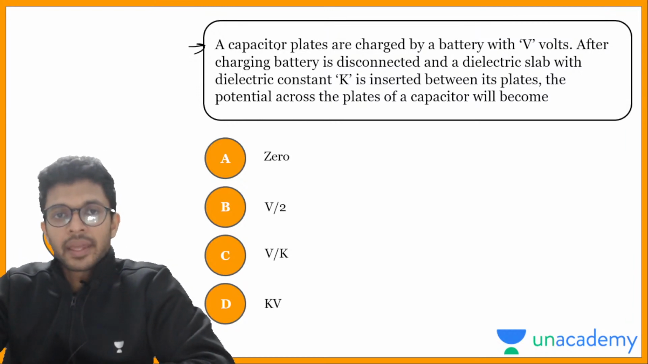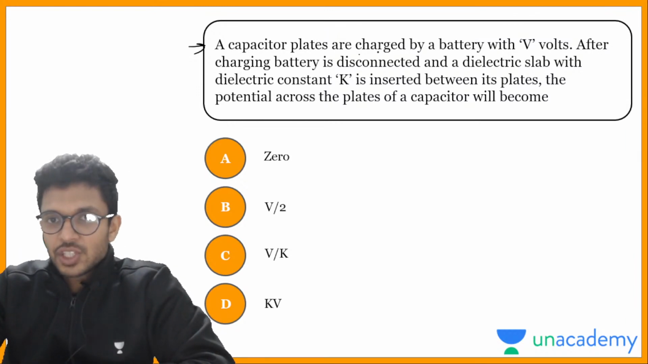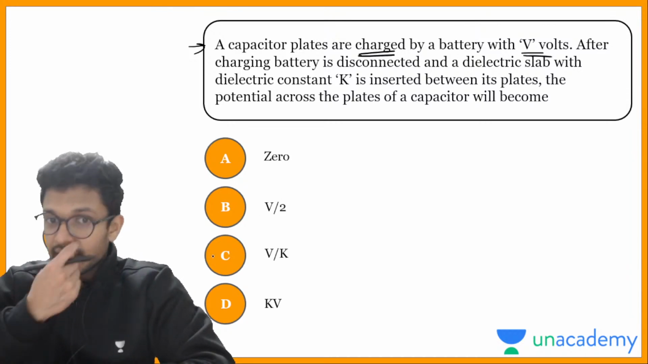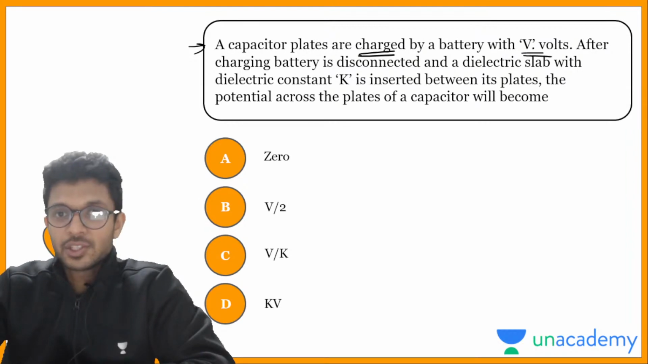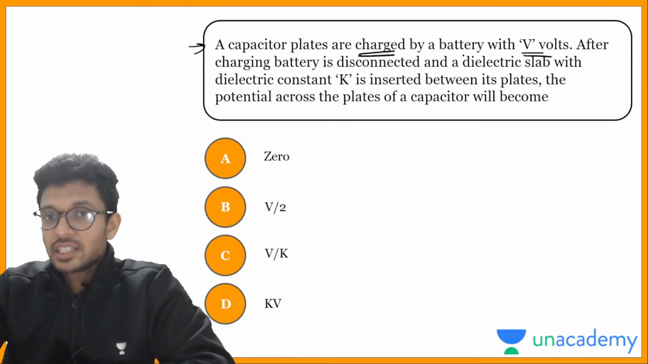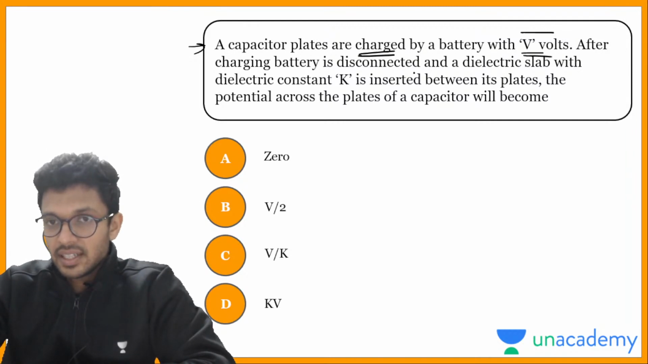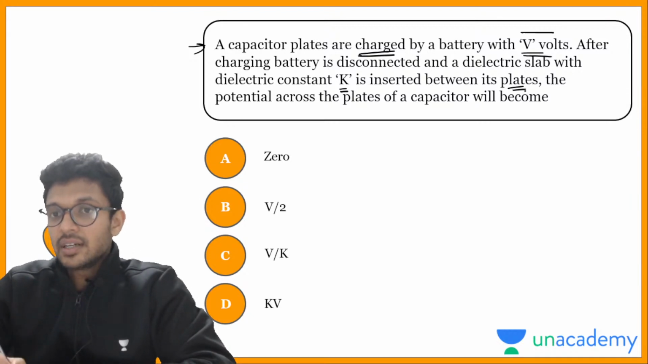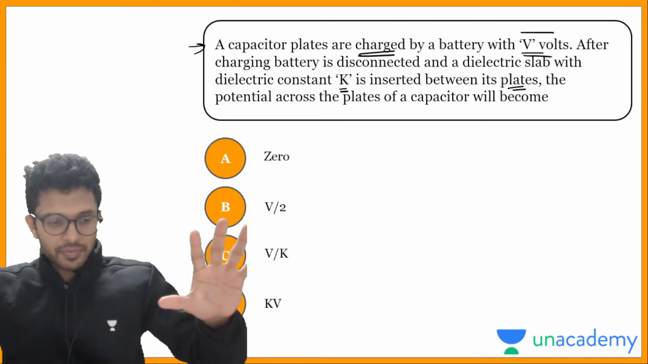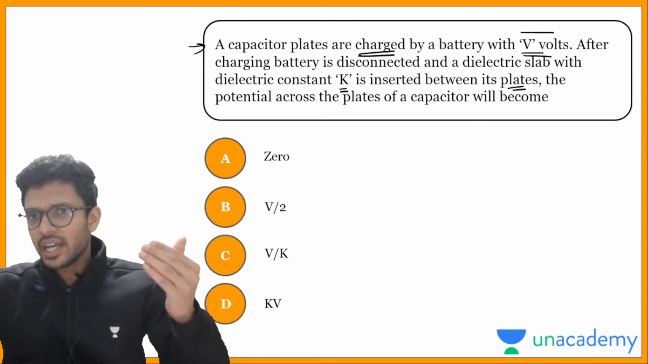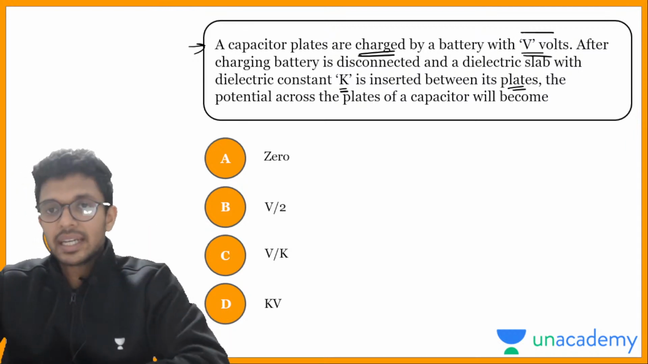Let's do it. A capacitor plates are charged by a battery V volt. So if I haven't told you, the correct answer is option C only. Okay, let's do this. A capacitor plates are charged by a battery with V volt. After charging, the battery is disconnected and a dielectric slab with dielectric constant K is inserted between its plates. The potential across the plates of the capacitor. Okay, read the question. I know that only half of the people might have understood, but let's do the problem.